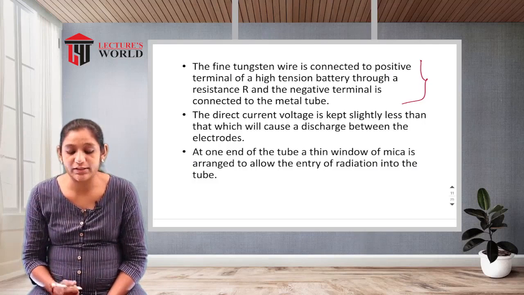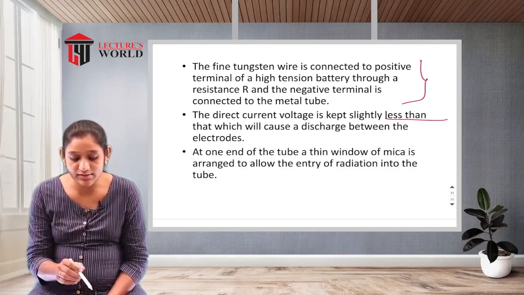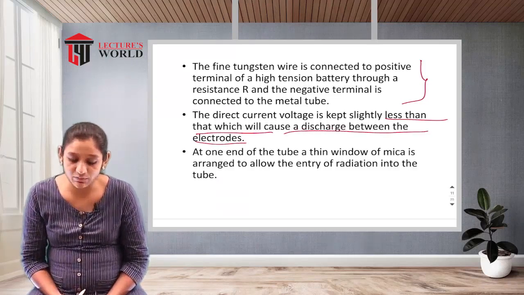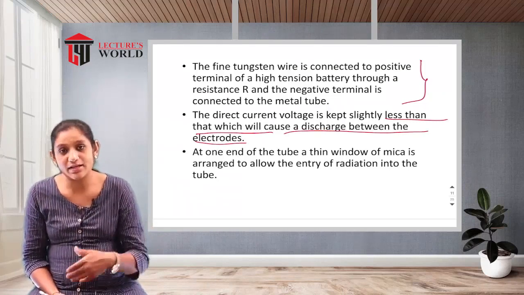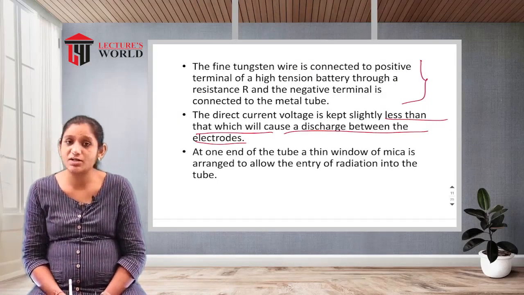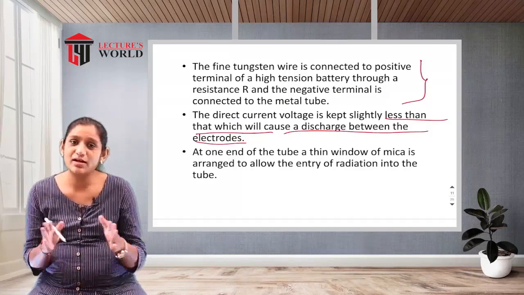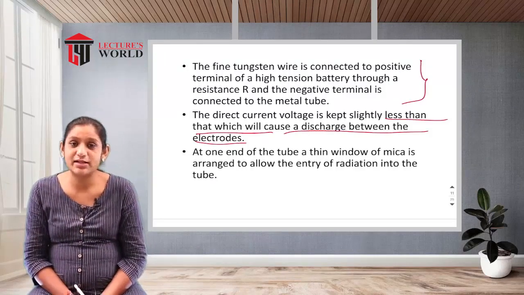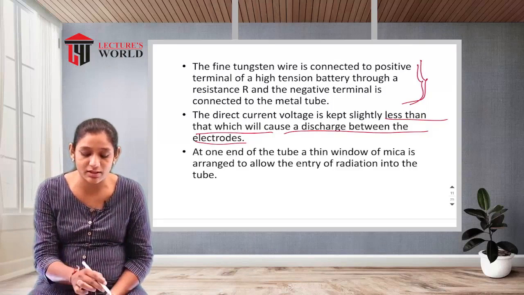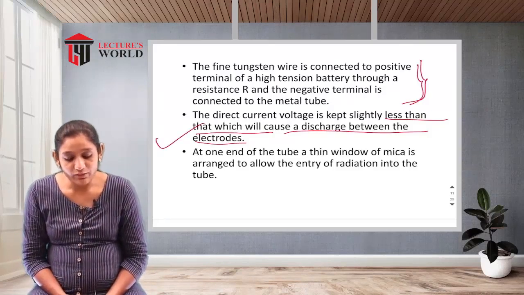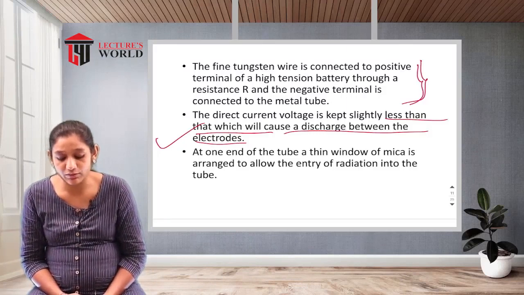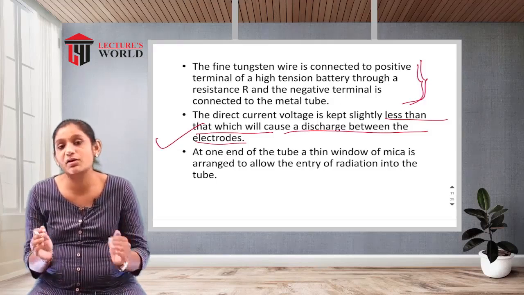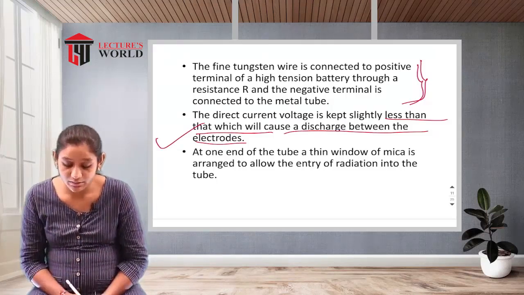The direct current voltage is kept slightly less than that which would cause a discharge between the electrodes. At one end of the tube, a thin window of mica is arranged to allow the entry of radiations into the tube.